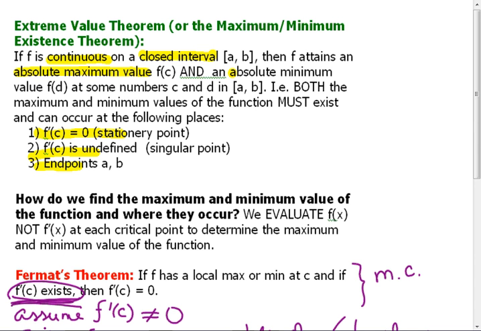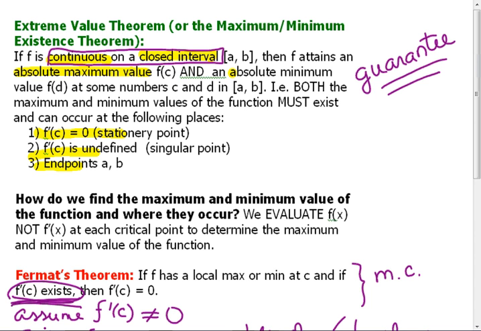There's a whole bunch of stuff that you have to get out of this. You must have a continuous function on a closed interval. They're always going to be continuous because you can't do derivatives if they're not continuous. When I see the closed interval and the problem asks for a max or min, then I know I'm going to use this theorem. This is a guarantee. I like guarantees. If you have a continuous function on a closed interval, then you will have both an absolute maximum value and an absolute minimum. Okay, that's the first thing.